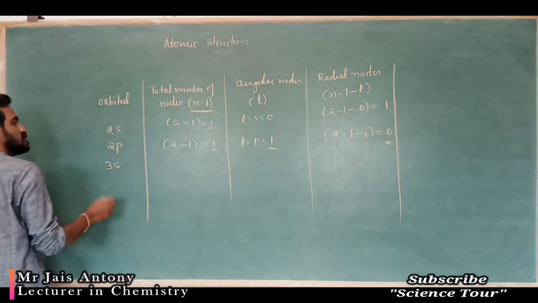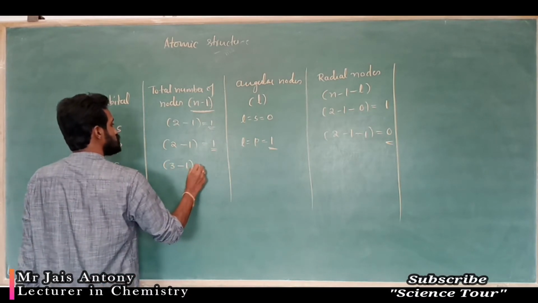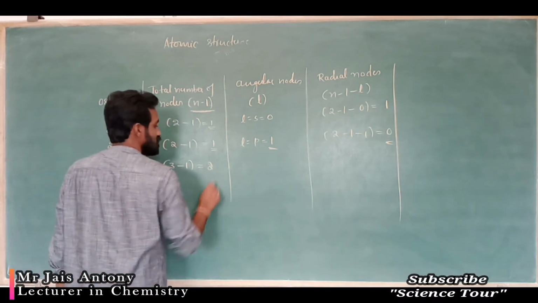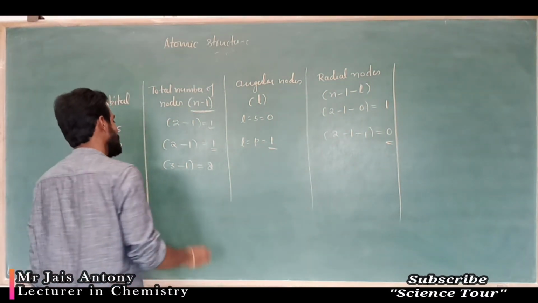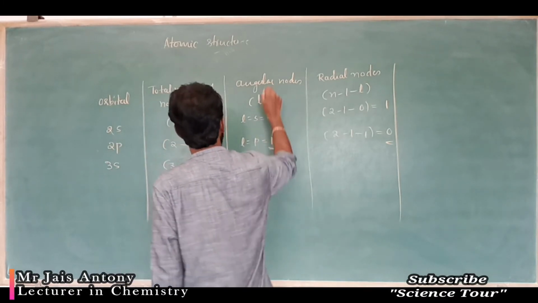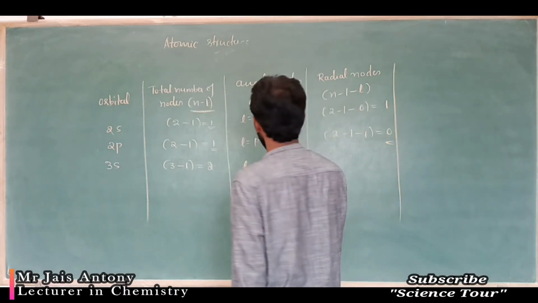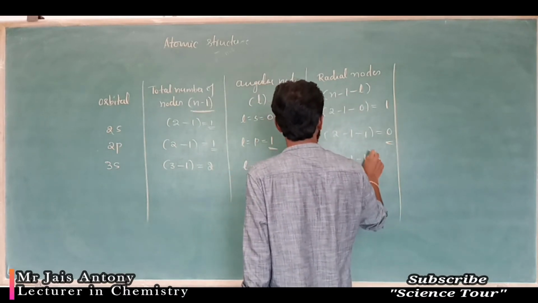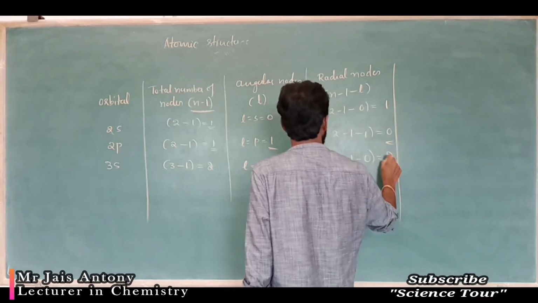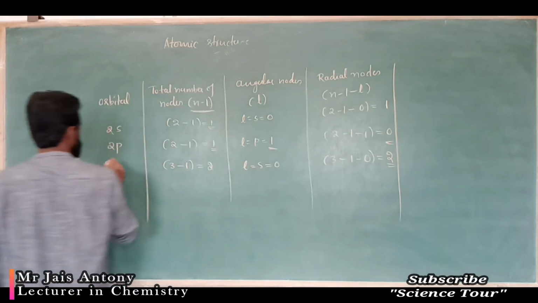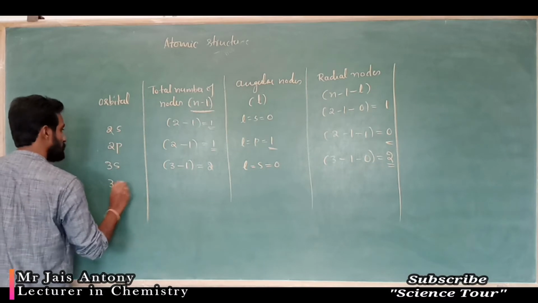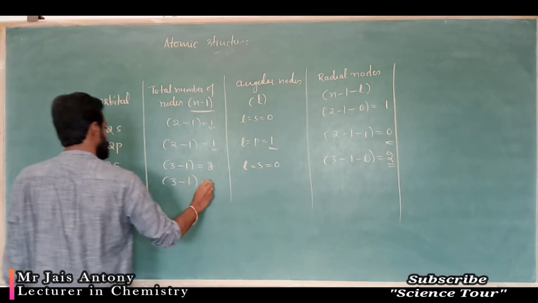Now 3s: 3 minus 1 gives 2, and then we substitute here. The L value for s is 0, so there is no angular node in 3s. Here 3 minus 1 minus 0 gives 2 nodes, so 2 radial nodes are present in 3s. Okay, next, 3p: 3 minus 1, 2.